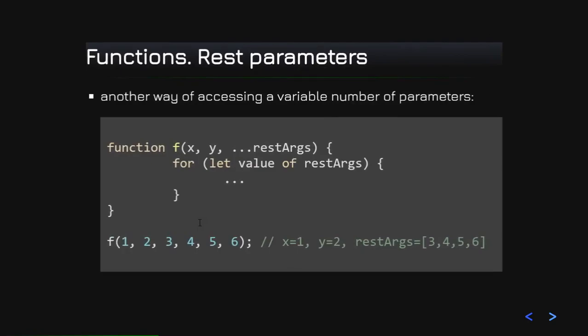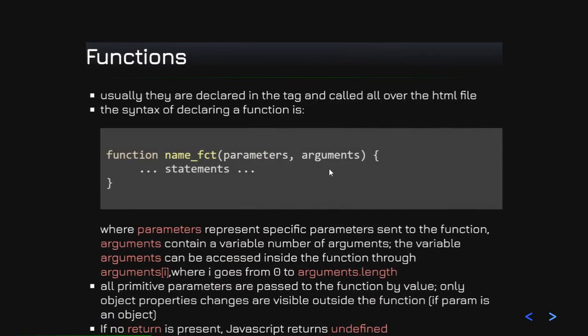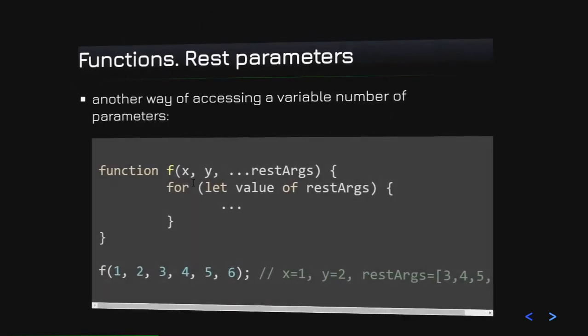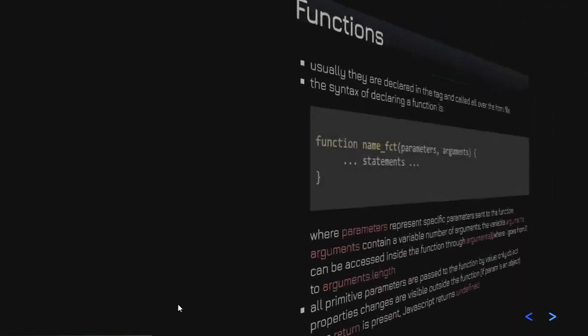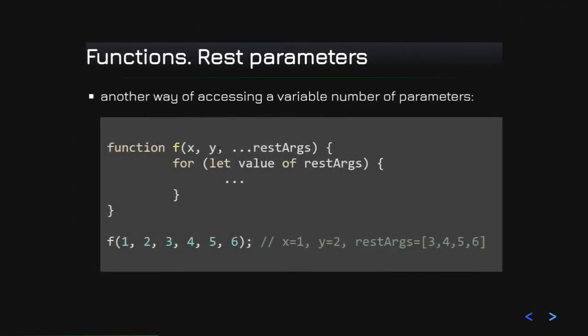Okay, using the keyword arguments inside the function, we can access all the parameters, including those explicit parameters x and y in our previous example, and the rest of the parameters. But let me just take you through this. Using the rest construct like this one, so writing 3 dots here and restArgs, this restArgs gets only the arguments that follow the first 2 arguments in this example. So not like the arguments construct before, which includes all the parameters of the function. This one includes only the rest of the arguments besides the first 2 ones.